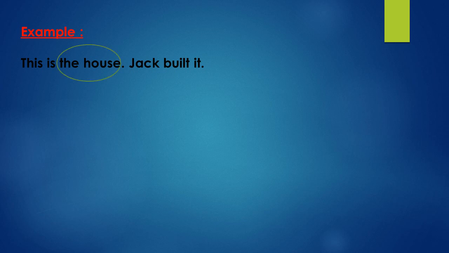Next, we need to look at the second sentence and find the pronoun that refers to the noun. And here is it. It refers to the house. And here, guys, it is an object pronoun. So we have to cross it and replace it by an object relative pronoun, which is which. Why? Because which is used to talk about things.